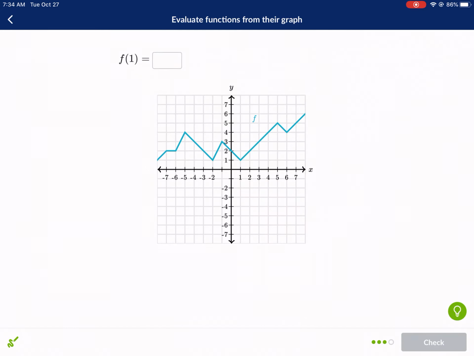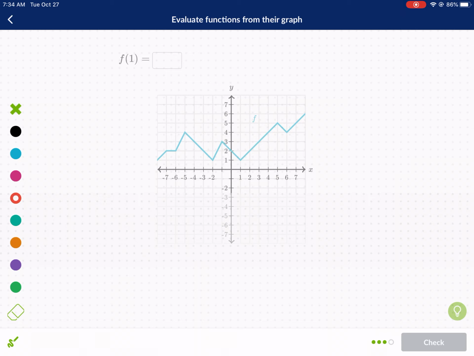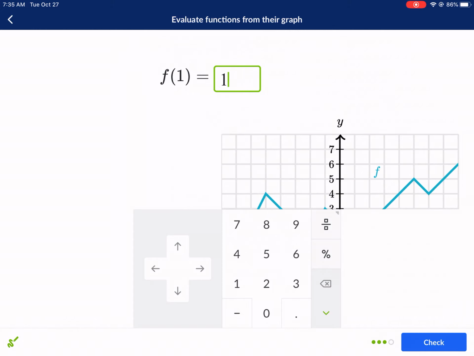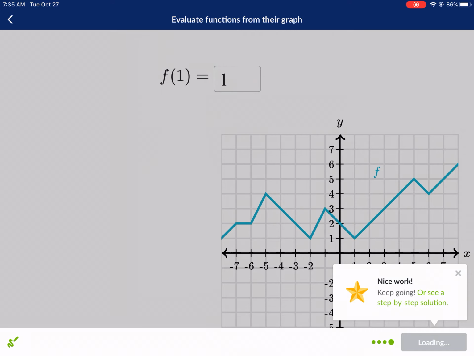Lastly, here's our f graph, f of 1. We're looking for the value of y when x equals 1. There's x equals 1. Our point here is at 1, 1. So as we plug in 1 for x, we get 1 for y. That's what it's looking for. 1. Check it out.